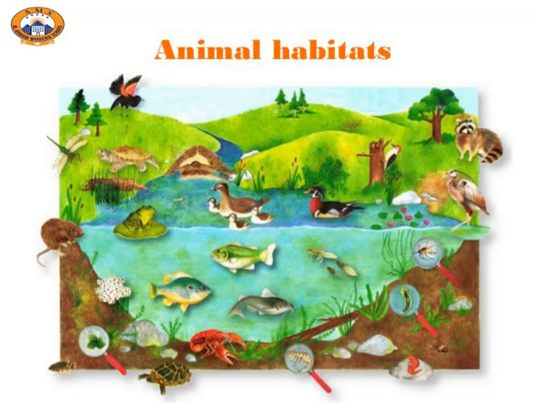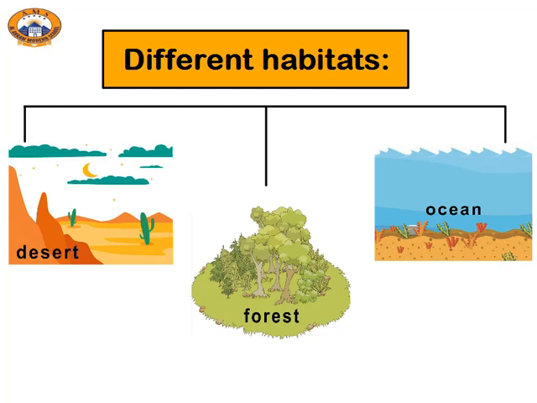Do you think that all the animals live in the same habitat? Of course not. Different animals live in different habitats. And in the previous lesson, we studied some of these habitats, which are the desert, the forest, and the ocean. Each of these habitats has certain conditions which are suitable for only some living things to live in, and maybe these conditions are not suitable for others.